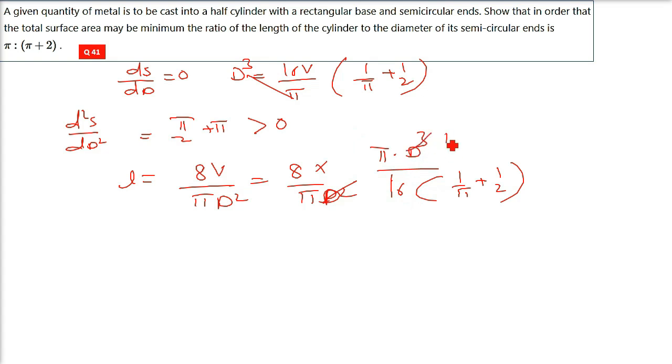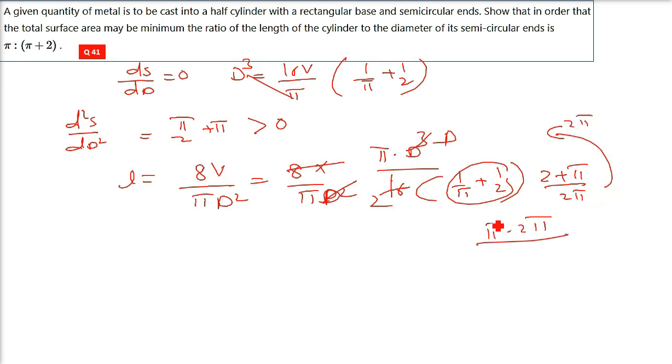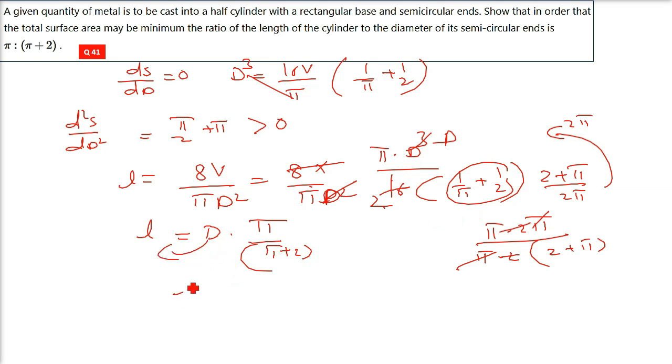So one d will remain, 8 to the 16. This goes up, as I said, it will be 2 plus pi by 2 pi. So 2 pi will go up, and 2 plus pi will remain in the denominator. You will get certain cancellation: pi into 2 pi divided by pi into this 2 plus pi. You can cancel these two, so it will be pi by 2 plus pi. So L is d into pi by pi plus 2. So L divided by d is pi by pi plus 2.